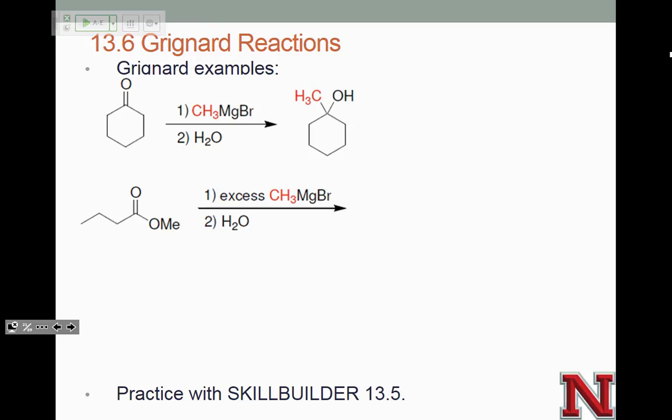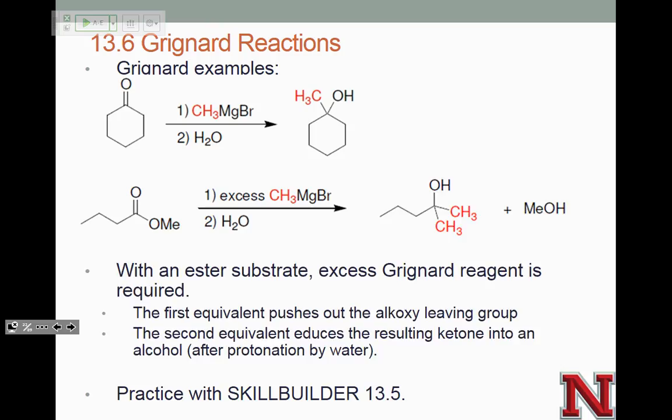Here is going to be a very similar mechanism to the one here, but instead of a hydrogen nucleophile, it's going to be a carbon nucleophile. So everything's the same with this mechanism, except this is now an R group. So what we'll get is, with this one, because we have the leaving group, 2 additions of our R group. It's really hard to stop here with just one equivalent, and we'll talk more about that in chapter 21.